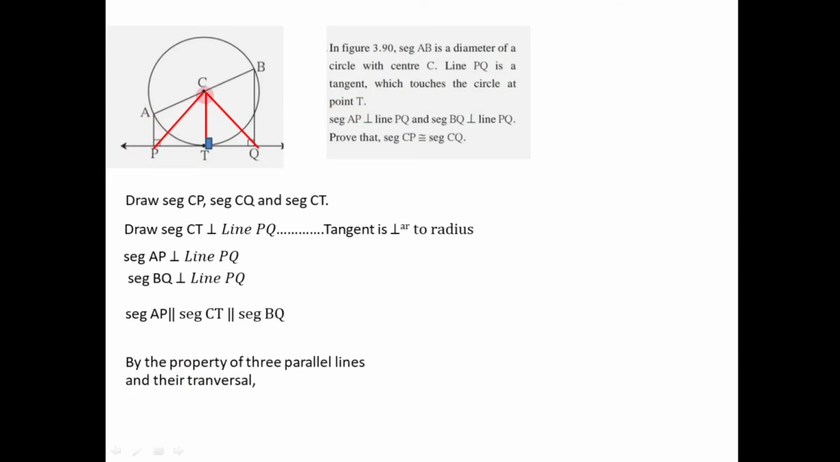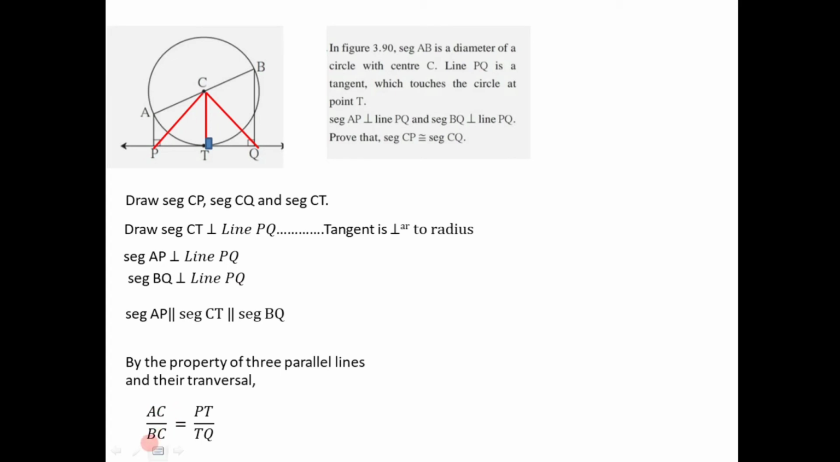That is, if AP, CT, and BQ are three parallel segments, and if we consider AB and PQ as their transversals, then we have segment AC and segment BC. So if we take the ratio AC divided by BC, that must be equal to the ratio of the two line segments which are formed on the other transversal, that is transversal PQ. The line segments are PT and TQ. So we should have on the right-hand side PT divided by TQ. That is, by this property we can write AC divided by BC is equal to PT divided by TQ.